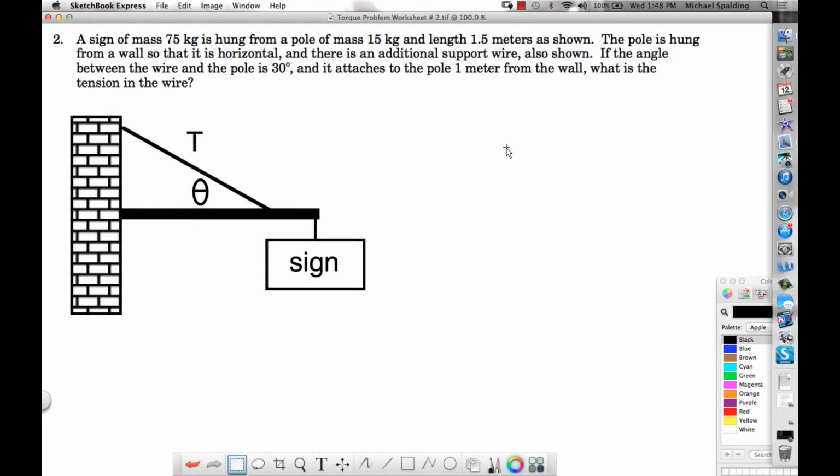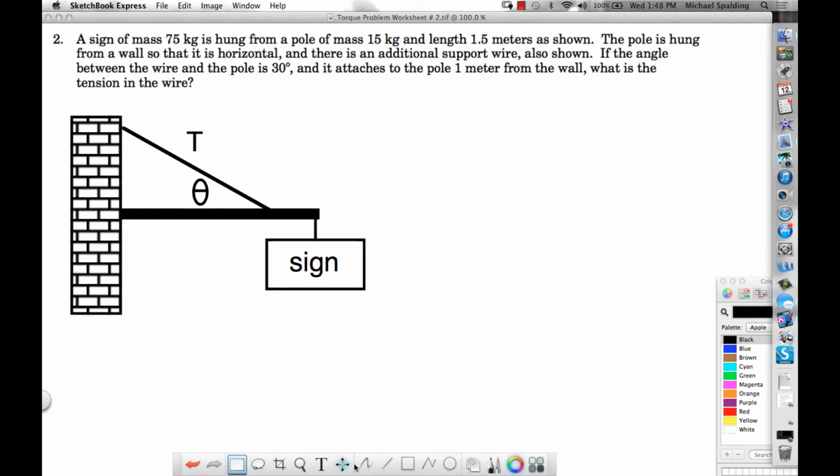Number 2 on the torque worksheet, we have a pole that is attached to this wall and it's being held up by a rope, and there's a sign hanging off the end of it. We're given the mass of the pole, the mass of the sign, the length of the pole, and what else? This angle, it's 30 degrees. So let's just put this in here.